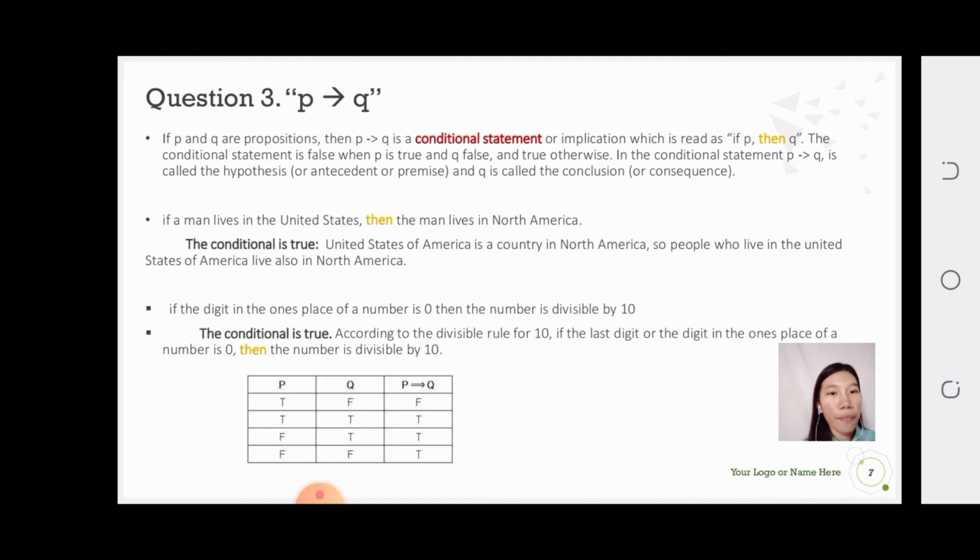Then sa third column, false, true, then true. Kaya naman siya true sa Q. So, vice versa niya ang first column sa third column. Bali sa first column niya kay false siya, then sa third column niya is true. And then sa last column is false, false, and result automatically true. Next.